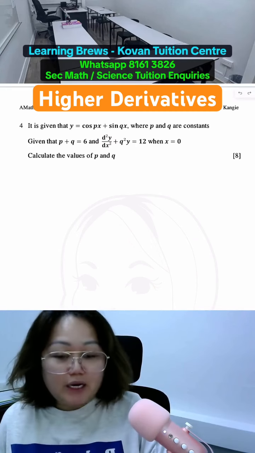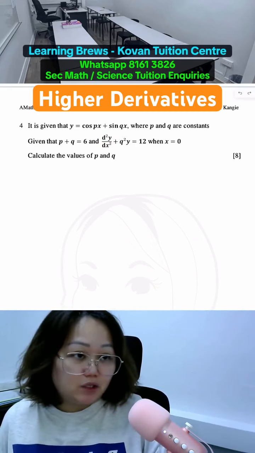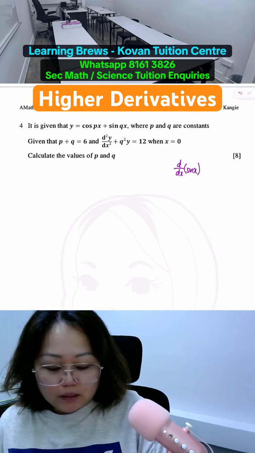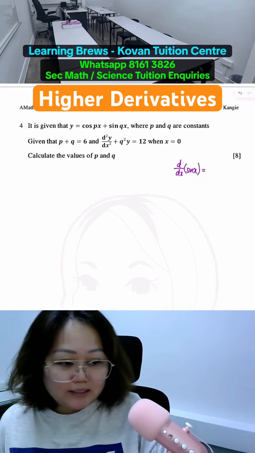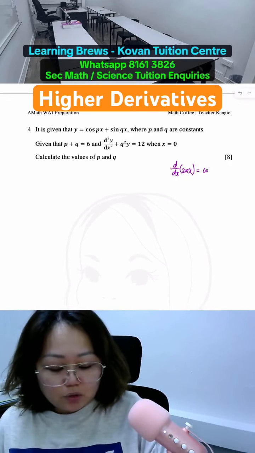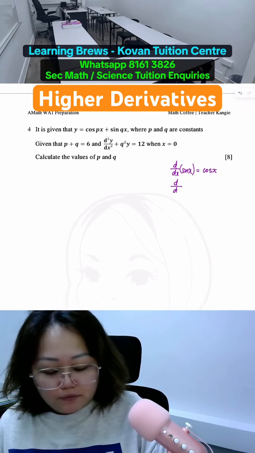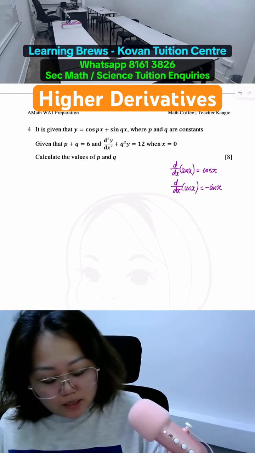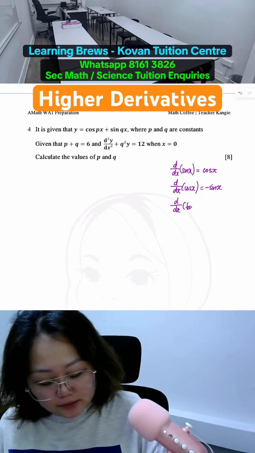So before I differentiate, let me tell you the 3 rules of differentiation of trigo. Again, this one is not for G2, it's only G3 students that will learn differentiation of trigo. Differentiation of sine x is cosine x. Differentiation of cosine x is minus sine x. Differentiation of tangent x is secant squared x.